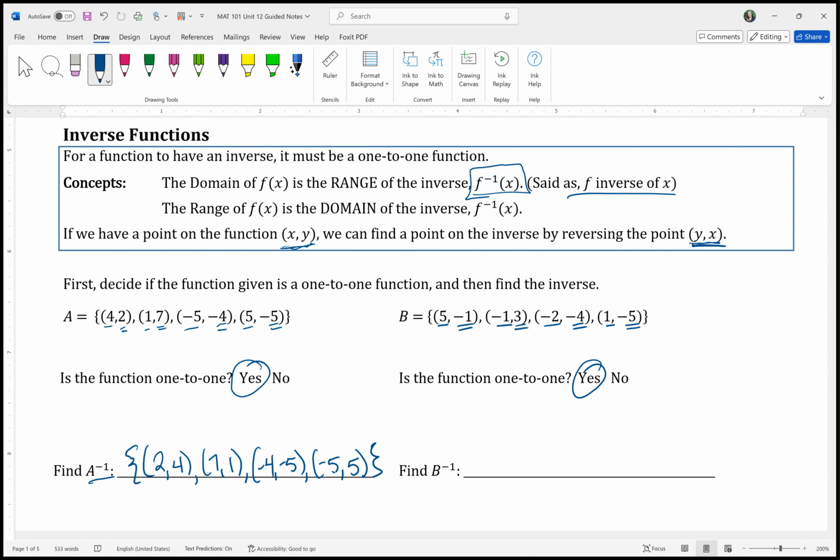And let's find B inverse, okay? So the inverse of B would be (-1, 5), (3, -1), (-4, -2), and (-5, 1). We'll close that off with the curly brace, okay? So again, the biggest thing I want you to take away from this concept is if you have a point in the original function, the inverse point switches places. X, Y becomes YX.